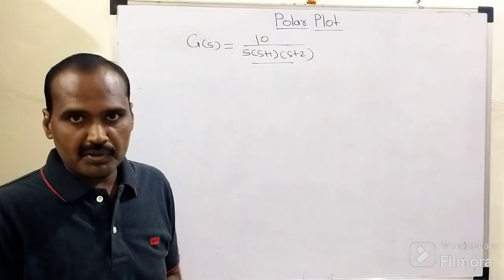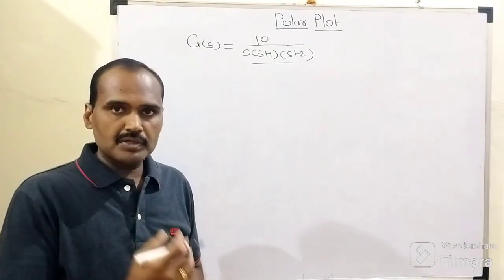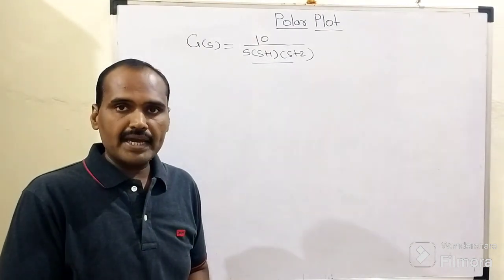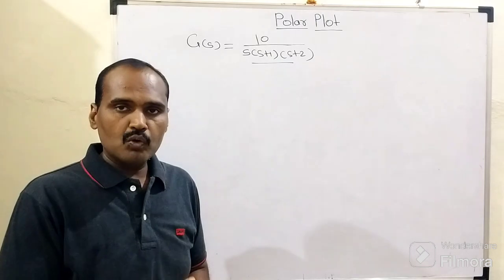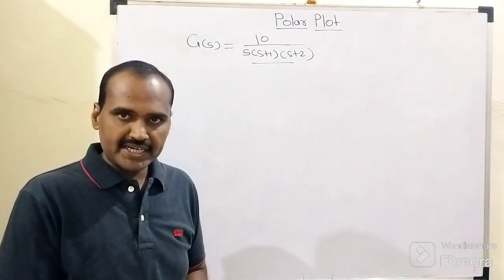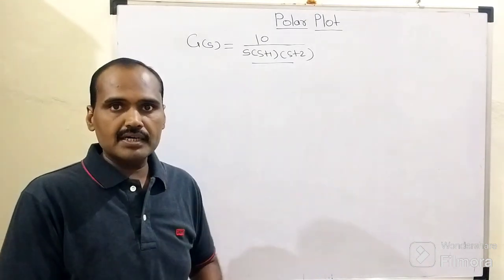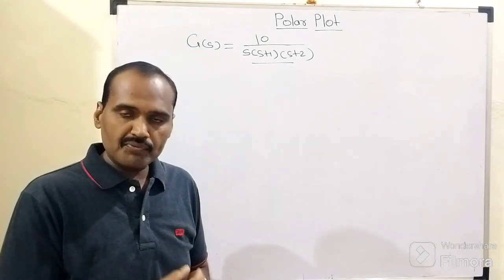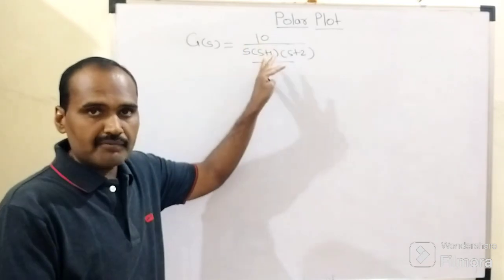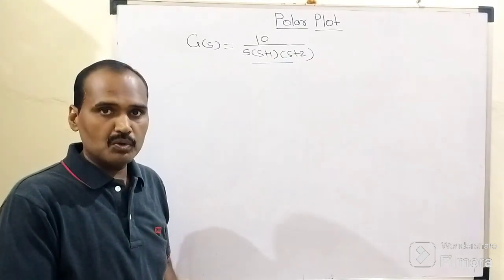In design step number 1, it is clear that the polar plot is the curve between magnitude and phase angle for a given open loop transfer function. So we are supposed to tabulate these two factors for the different ranges of frequency. First of all, we need to convert this open loop transfer function into frequency domain representation.